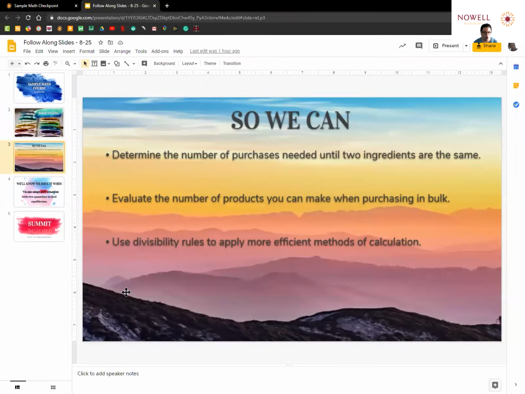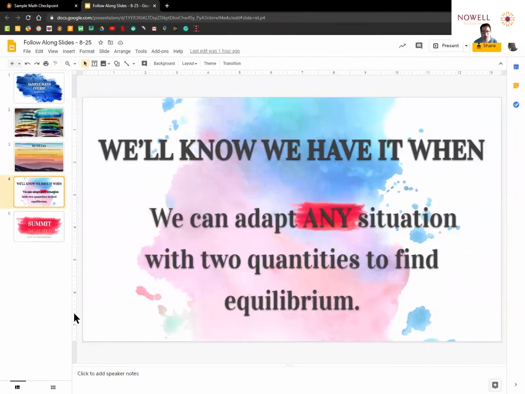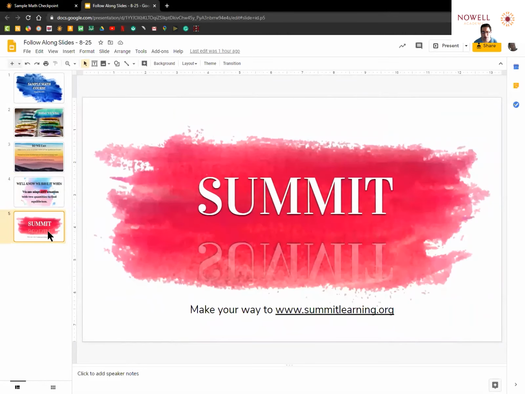So we can determine the number of purchases needed so that 2 ingredients are the same. Evaluate the number of products you can make when purchasing in bulk, and use divisibility rules to apply more efficient methods of calculating, specifically greatest common factor. And we'll know we have it when we can adapt any situation with 2 quantities to find equilibrium, or the point at which they are the same. It's at this point that I would lead them over to Summit and bring them to the agenda.